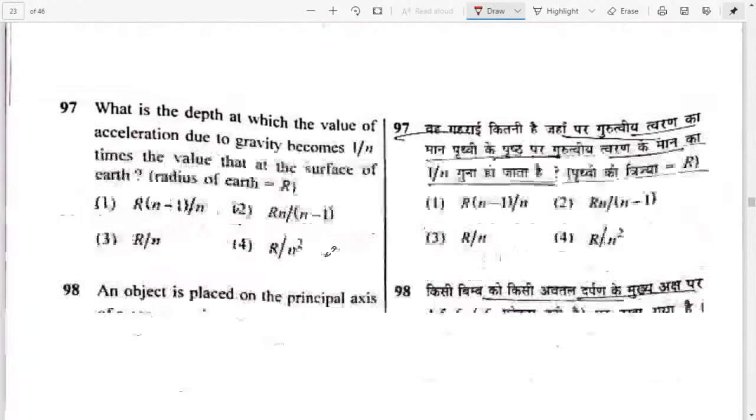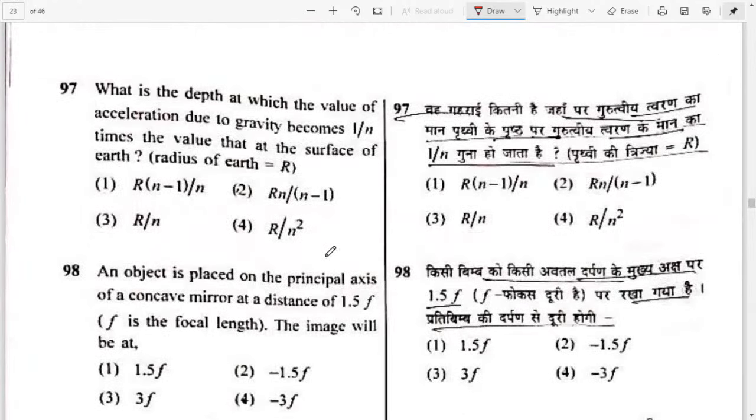Next, question number 97. What is the depth at which the value of acceleration due to gravity becomes 1 by n times the value at the surface of earth, radius of earth r? Yes, so gravity g, how does it follow? It is going to be r into n minus 1 by n. Option number 1 is the correct option, students.